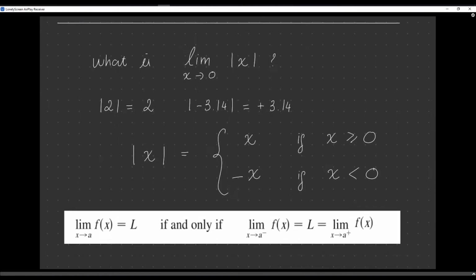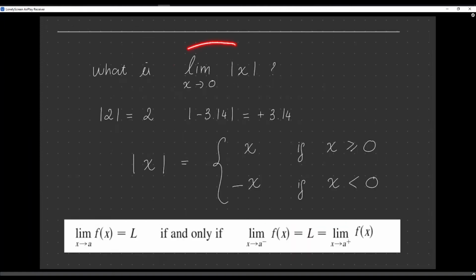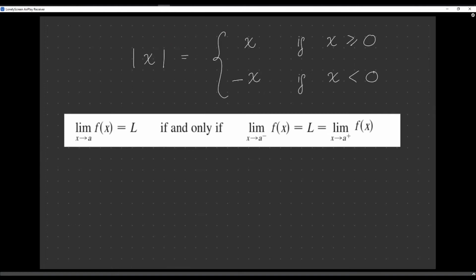Let's recall also that the limit of a function f of x exists and is equal to a number L if and only if the left-hand limit and the right-hand limit also exist and are equal to L. Thus, to solve this question, we need to find the limit as x approaching 0 from the left hand side of the absolute value of x, and also the limit as x approaching 0 from the right hand side of the absolute value of x.